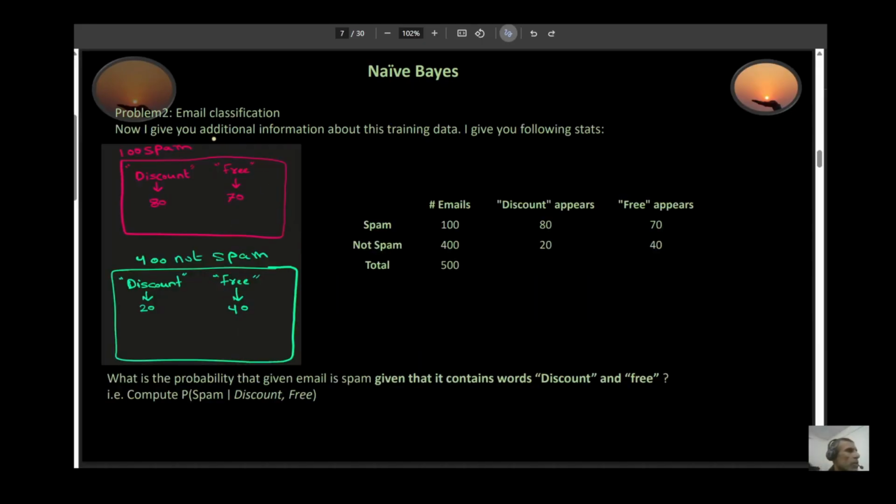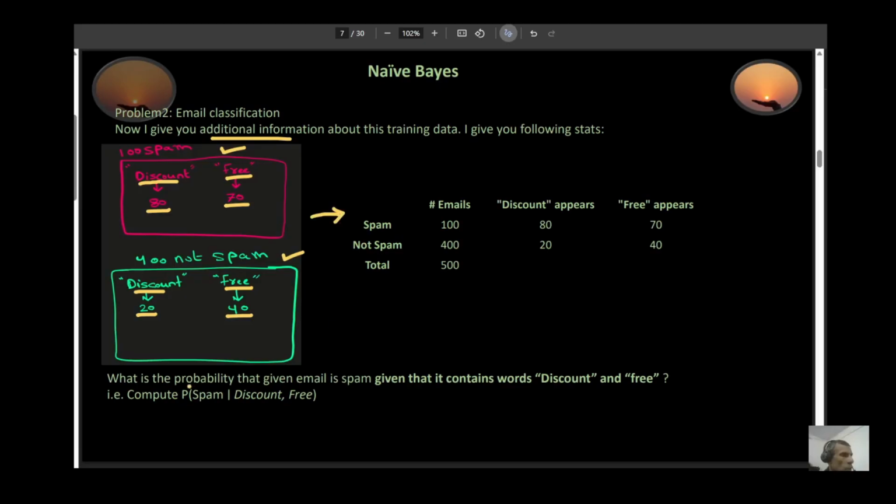Now I give you some additional information about this training data. Of the 100 emails that are spam, the word discount appears in 80 of them, and the word free appears in 70 of them. Of the 400 emails that are not spam, the word discount appears in 20 of them, and the word free appears in 40 of them. So this information is represented right here in a tabular format.